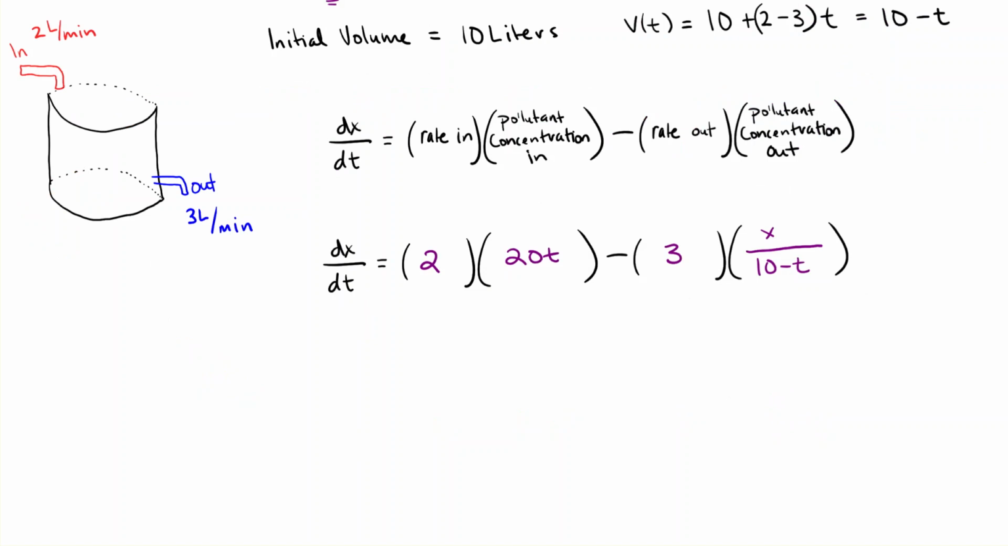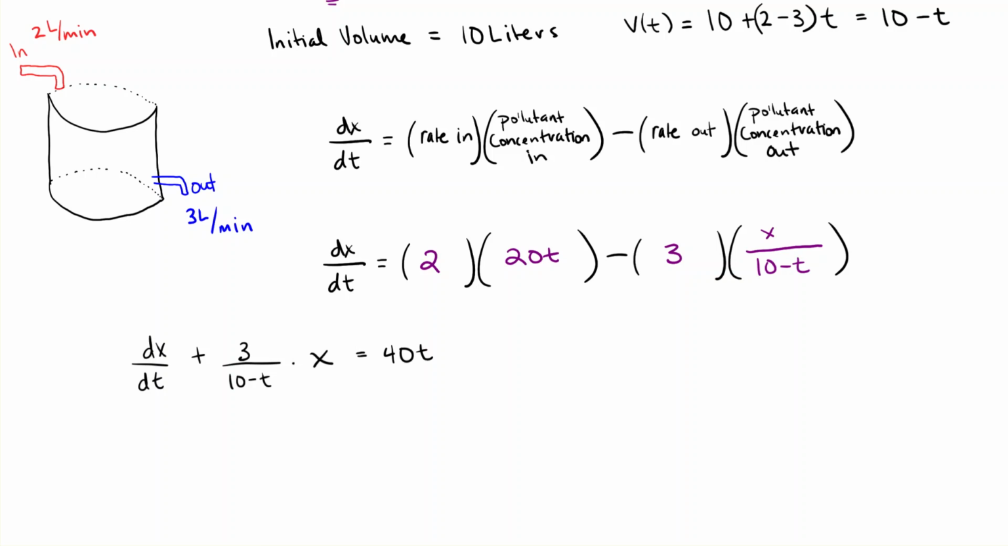So here our independent variable is t, our dependent variable is x. So let's move the things that involve our x term to the other side. So we'll add this term over to both sides and we get dx/dt plus 3 over 10 minus t times x equals 40t.